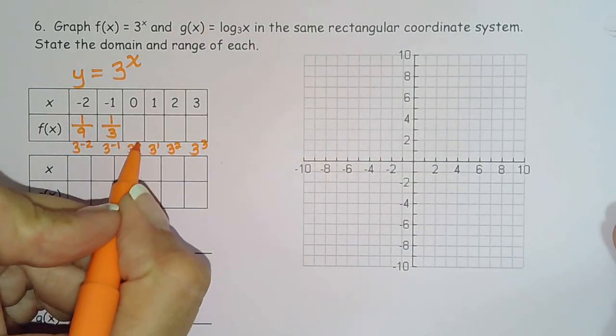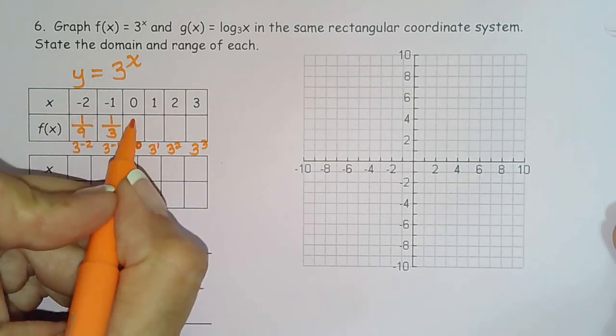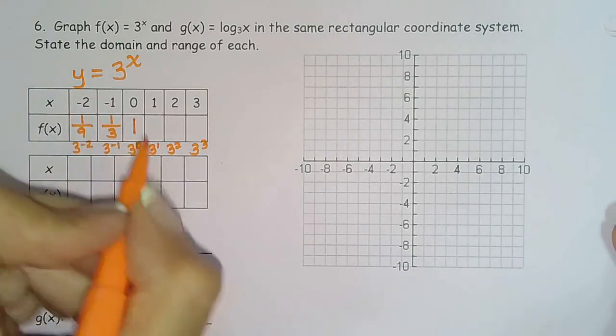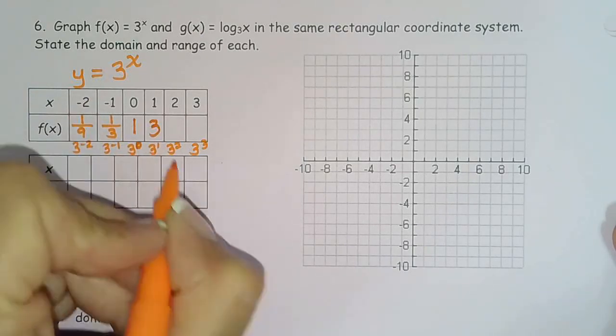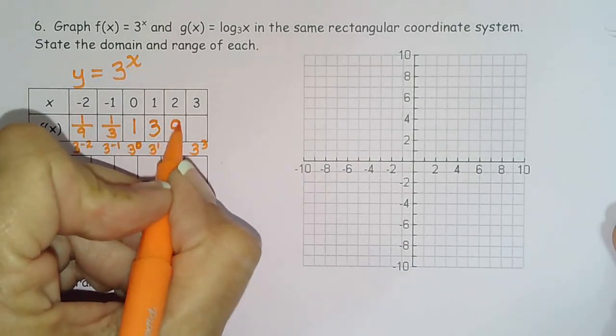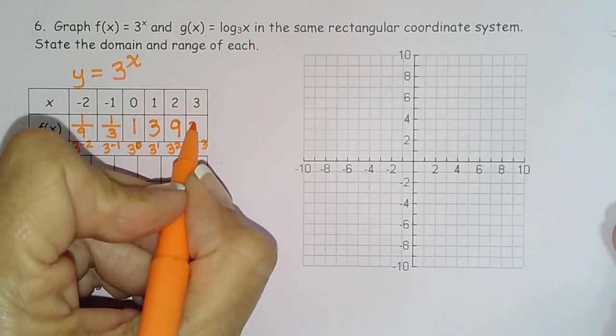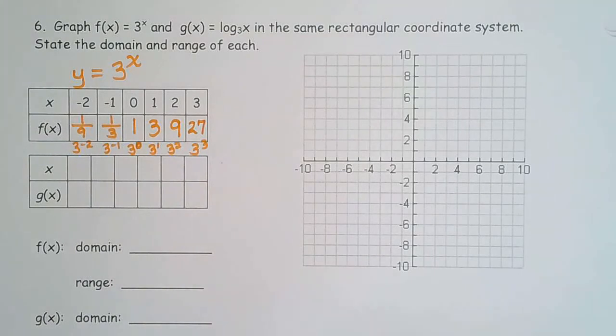3 to the 0th, anything to the 0th we learned is 1. 3 to the first is 3. 3 to the second is 9. And 3 times 3 times 3 is 27. So we're not going to be able to use that point, but they asked us to find it, so we're going to find it.